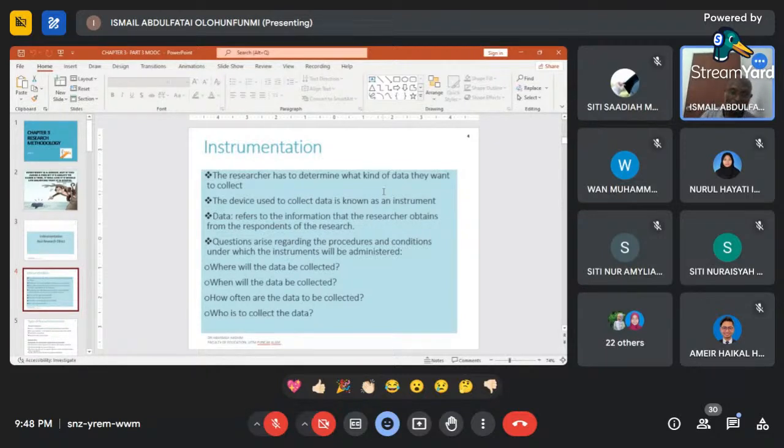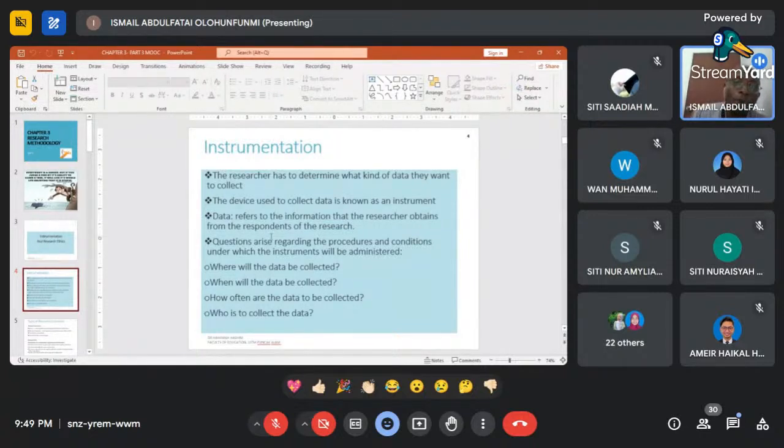So don't forget, data is the information that you get from your respondent. The instrument is the device, the paper that you give out, or the Google form that you send out. You get my point now? The Google form, that's the instrument. But the information you receive from the participant is what is called data.